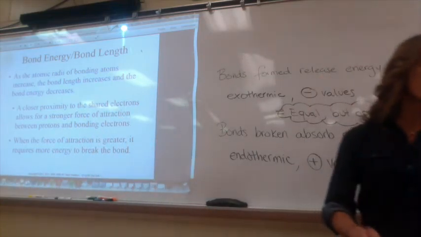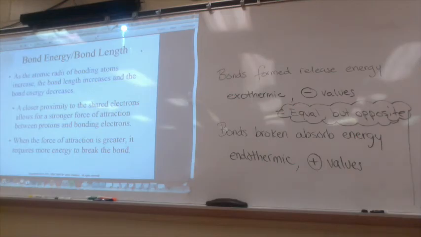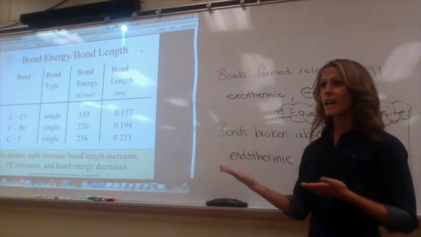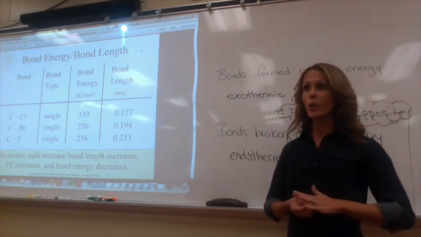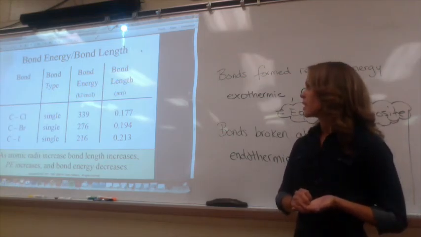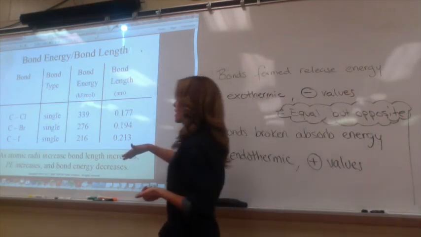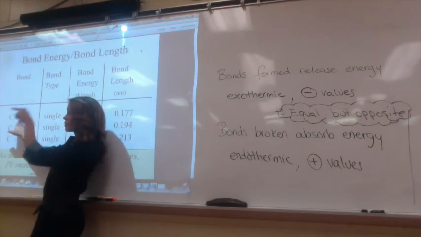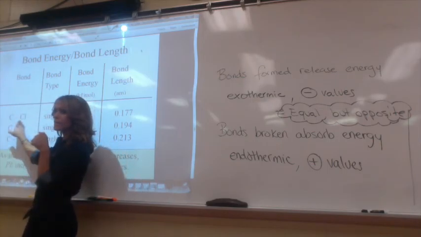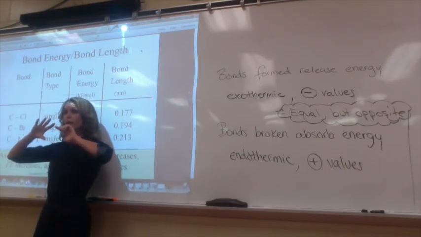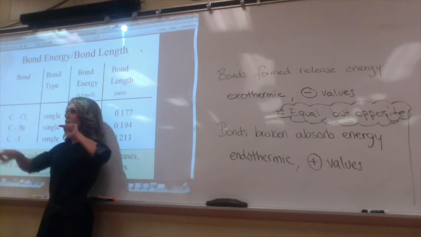So if bond strength increases, then bond energy is greater. So we have different types of bonds, and the bond length comes from the size of the atom. So again, periodic trends never go away. You have to know, who's the biggest atom? Francium. So if I look at this, all of these are single bonds. So carbon is our common atom here. Look at chlorine, look at bromine, look at iodine. Who's the biggest? Iodine.